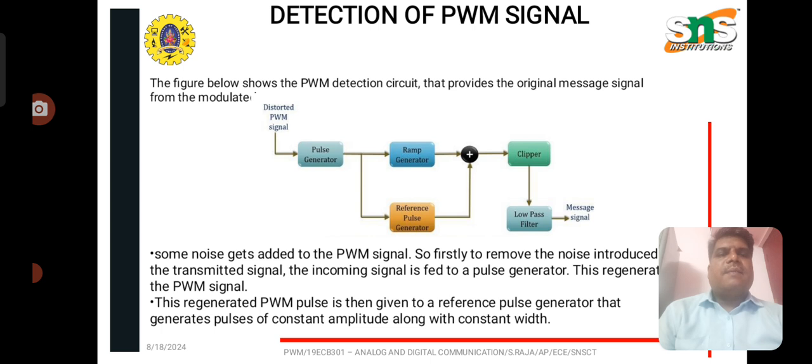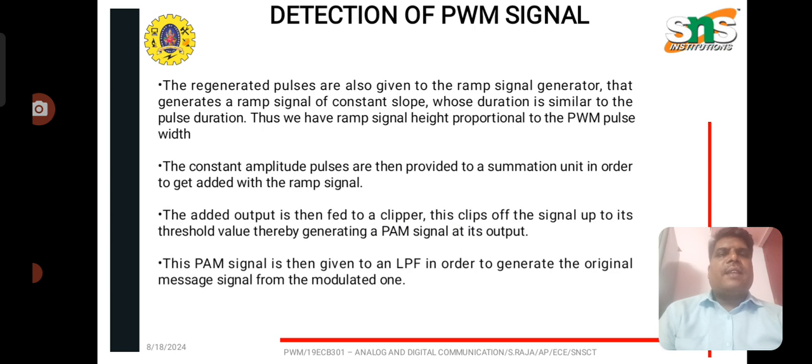This regenerated pulse width modulated pulse is then given to a reference pulse generator that generates pulses of constant amplitude along with constant width. The regenerated pulses are also given to the ramp signal generator that generates a ramp signal of constant slope whose duration is similar to the pulse duration. Thus, we have a ramp signal height proportional to the pulse width modulated pulse width.